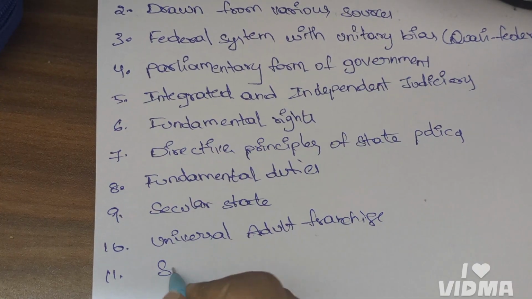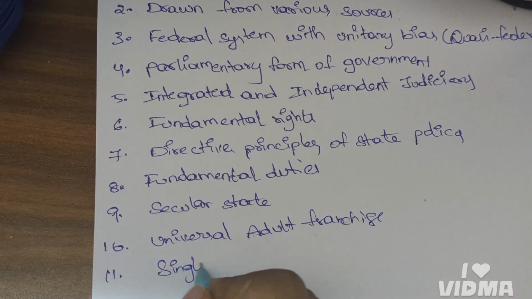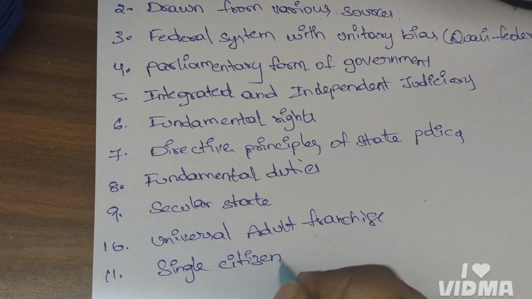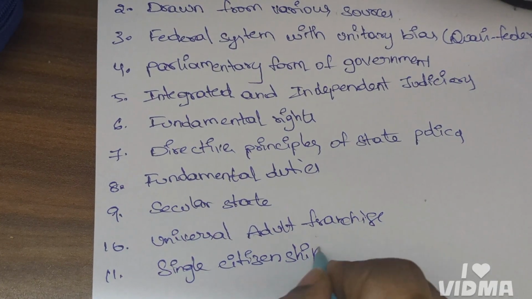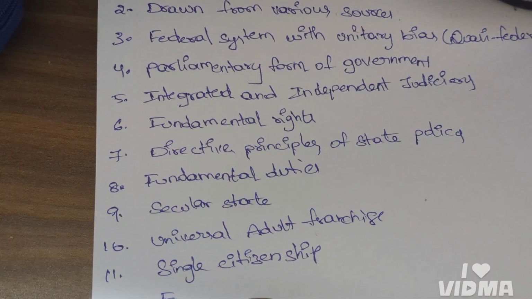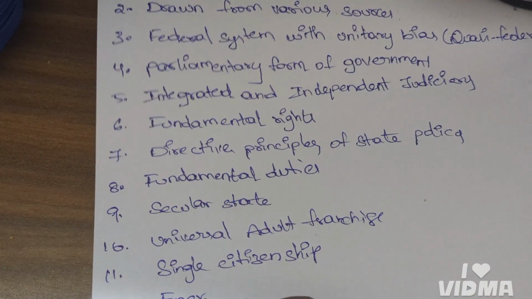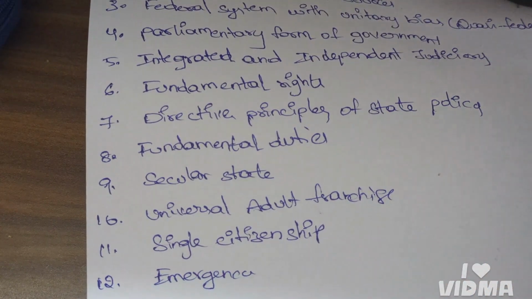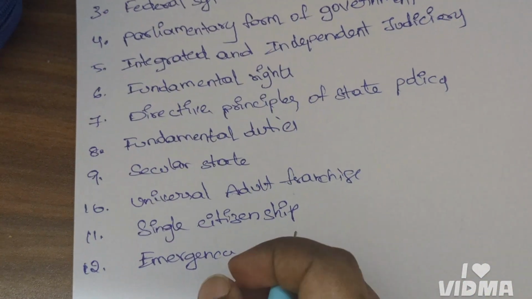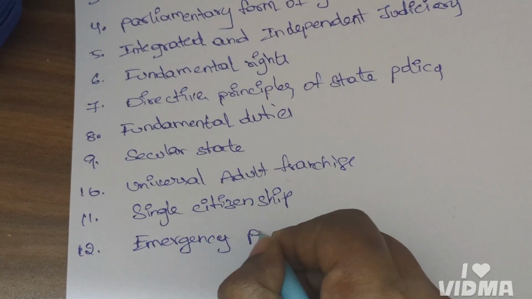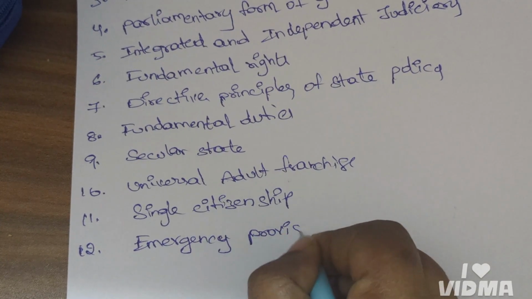Next, the 11th feature is single citizenship. Unlike the USA, which has dual citizenship, India has only single citizenship. A person is a citizen of India, not separately a citizen of a state. This promotes national unity. Next are emergency provisions. The constitution provides for emergencies: national emergency, state emergency like president's rule, and financial emergency. During an emergency, the center becomes very powerful. This again shows the unitary tilt.